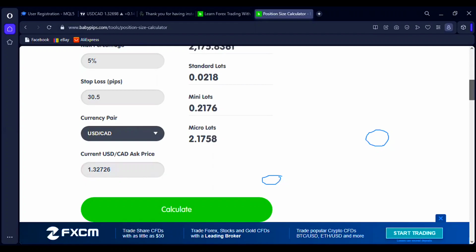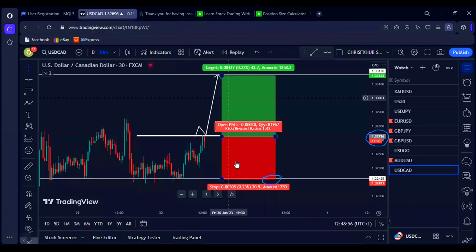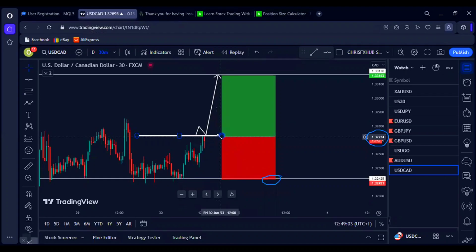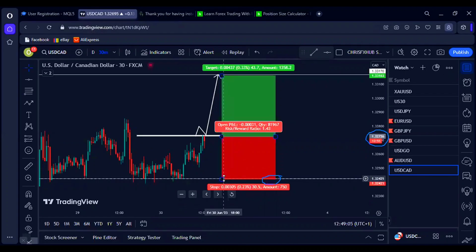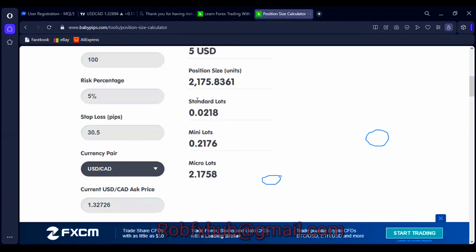Now, the calculator is telling you the standard lot, of course, there is also mini lot and micro lot, but what we are using is standard lot. So 0.021, which is 0.02. That is the lot size you are going to use in your Meta 4, Meta 5 to enter this trade with your stop loss at this position. If you use anything more than 0.02, you'll be risking more than $5. If you put anything less than 0.02, you'll be risking less than $5.